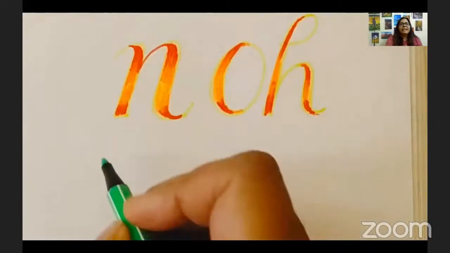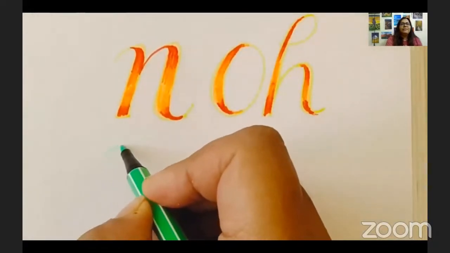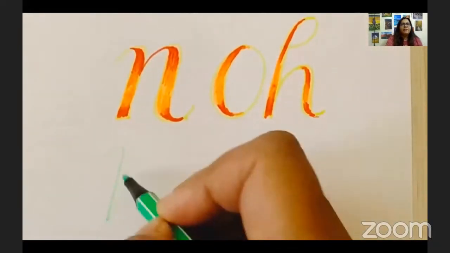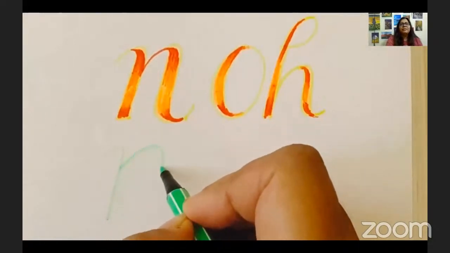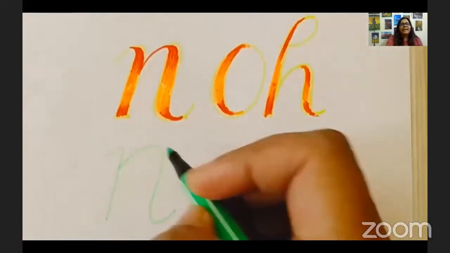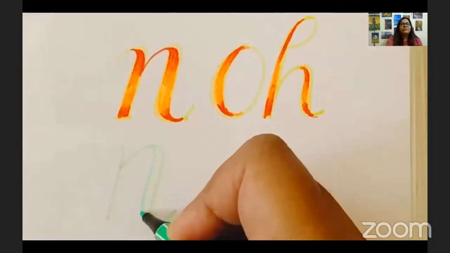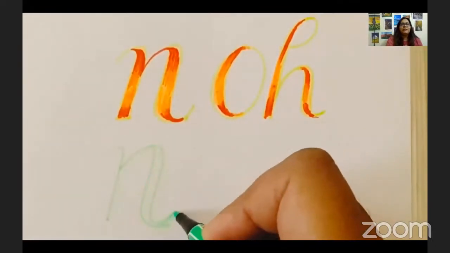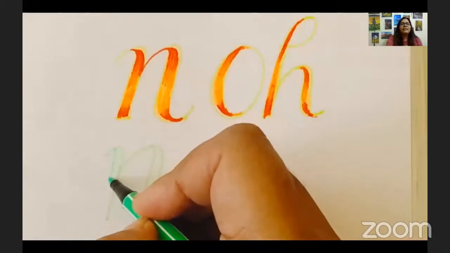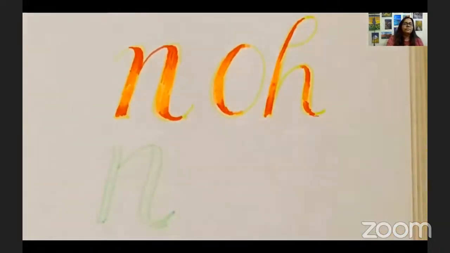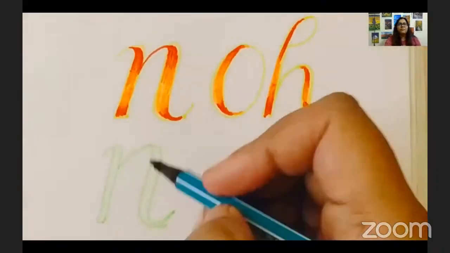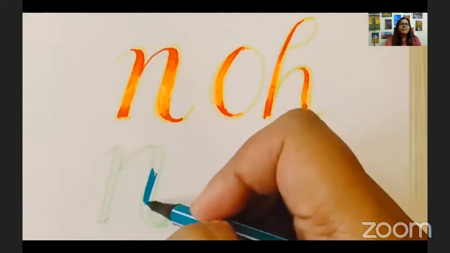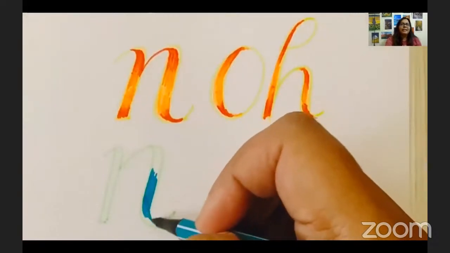Okay, so first taking the light green color, I have written the N. Same thing. I will first draw the areas where it has to be darkened. Wherever I have to darken it, I will first draw that. Then using my dark green, I will fill that portion up. All right, I will just fill that portion up using the dark green color.